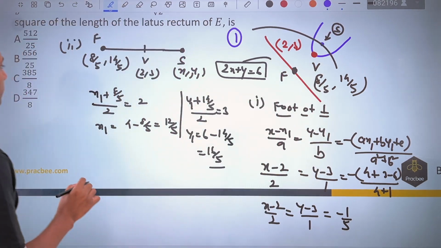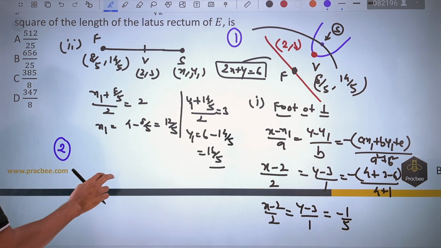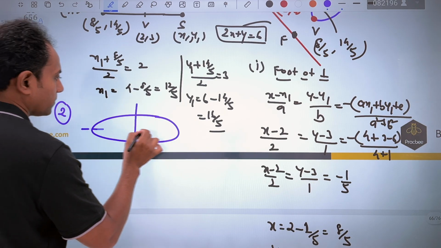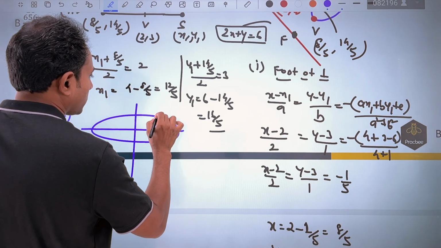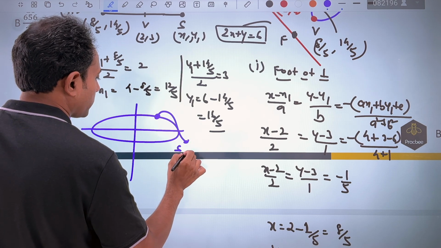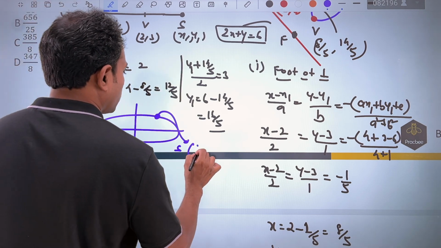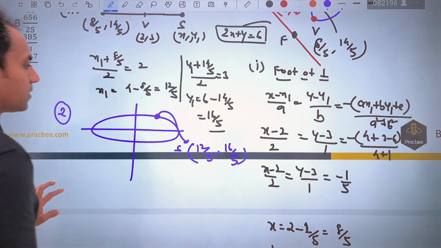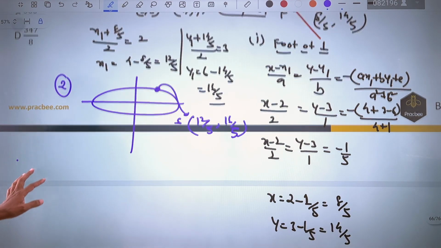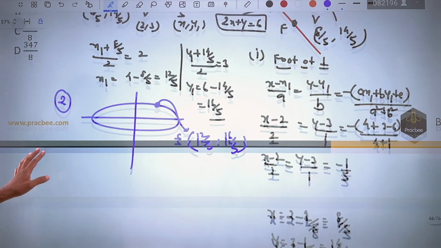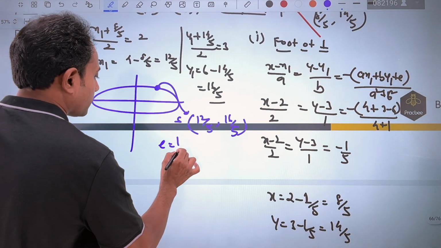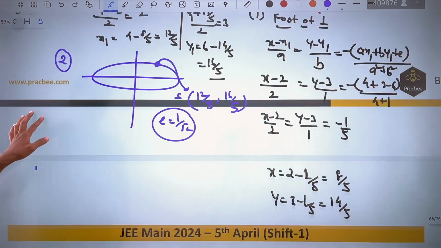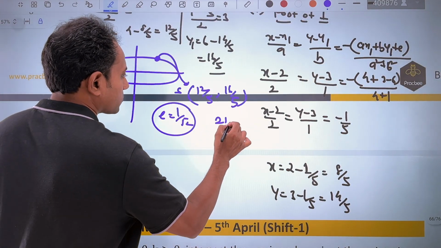Then the next step, that is the second step. Now let us forget this question. The question says that you have been given an ellipse. On this ellipse you have been given a point. This point is point S, and the coordinates we have just figured out, 12 by 5, comma 16 by 5. Another condition, they have also given the eccentricity, which is 1 by root 2. And now what they are asking is the length of latus rectum, that is 2b square by a.